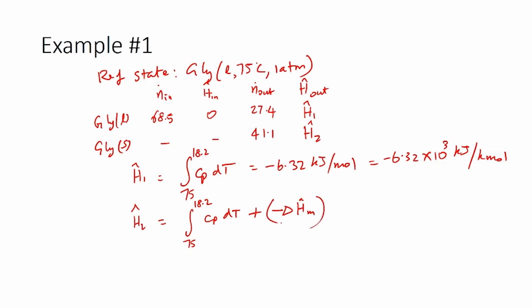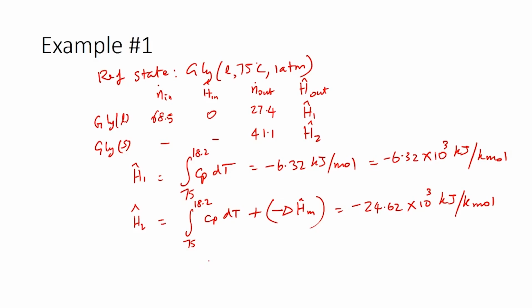So this would be the total change in specific enthalpy for the process, where liquid glycerol at 75 degree Celsius and 1 atmosphere is converted to solid glycerol at 18.2 degree Celsius and 1 atmosphere. Using the values we have for Cp and delta Hm cap, we can calculate this to be minus 24.62 times 10 power 3 kilojoules per kilomole. Please make sure the units are correct while you are performing the calculations.